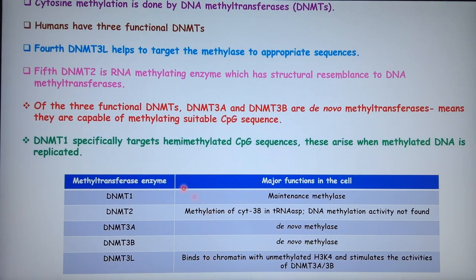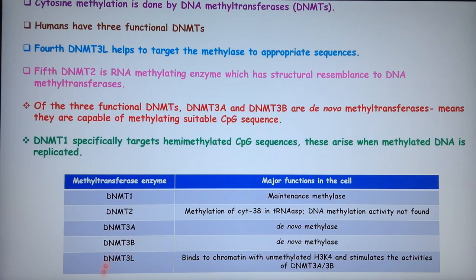So this is a table which shows the methyltransferases and their major functions in the cells. We have DNMT1. This is a maintenance methylase. We have DNMT2. This brings about methylation of cytosine 38 in tRNA, and DNA methylation activity is not found. So we saw that DNMT2 is an RNA methylating enzyme. This is DNMT3A, a de novo methylase.